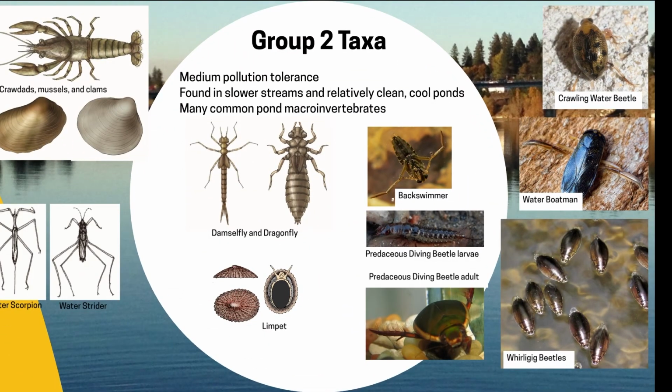Moving on to the somewhat pollution-tolerant or middle water quality macroinvertebrates, these are often found in warmer, slower, or standing water and water bodies with somewhat lower dissolved oxygen or increased nutrients, but still without too much pollution. Many of the common pond bugs fall into this group.